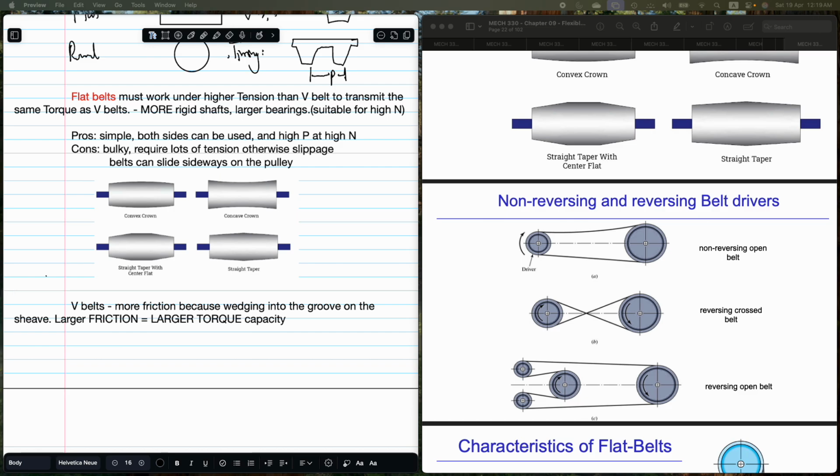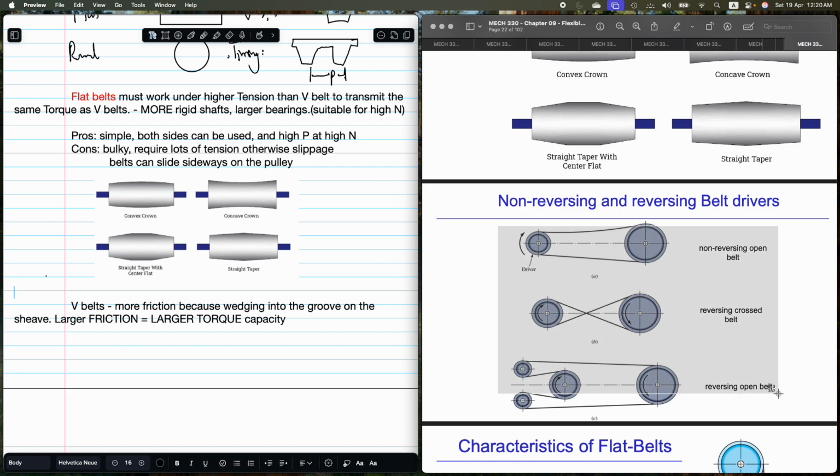So we have non-reversing open belt versus reversing crossed belt. The main difference is that both pulleys rotate in the same direction. Open loop, the belt is not crossed; crossed is a figure 8, opposite, so it's reversing. Yes, it's because of this cross that we're reversing the direction. Okay, that makes sense. Let's just make a note of this.